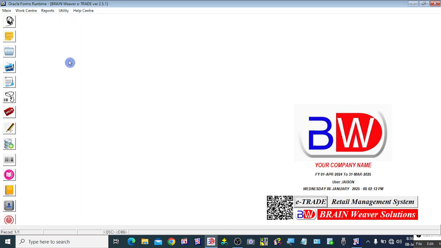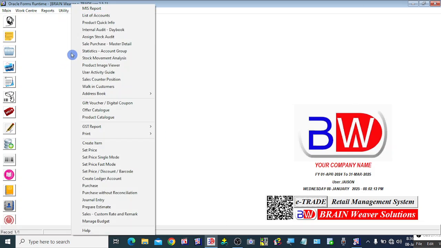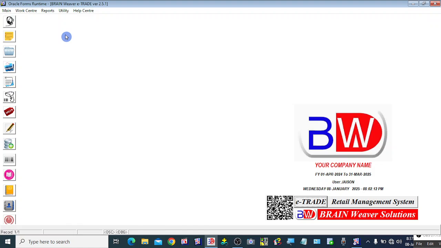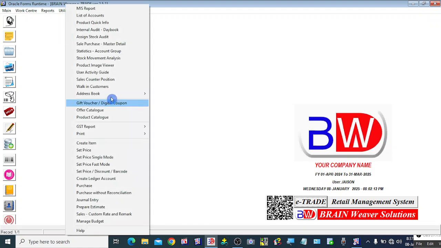Another very useful report is the chart of accounts or list of accounts. Let us go to it. In the home screen, press the mouse right button. At the top, you can see list of accounts.